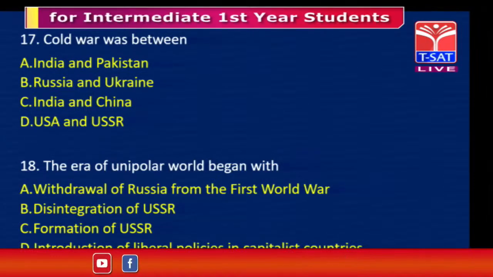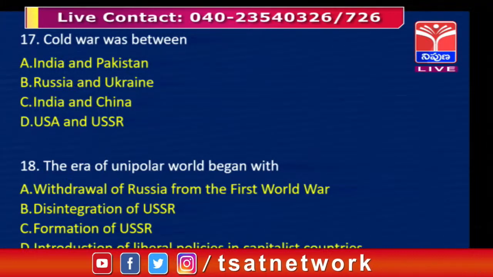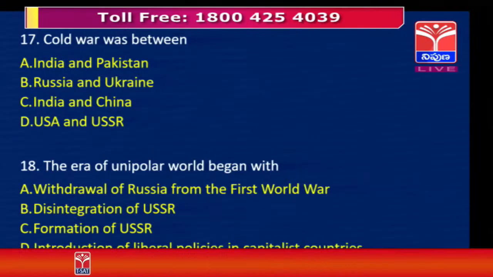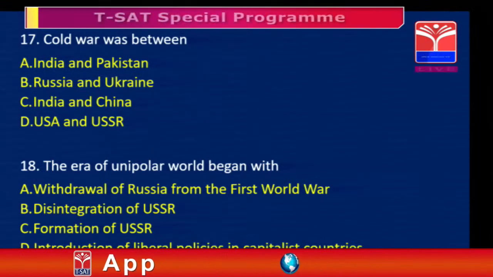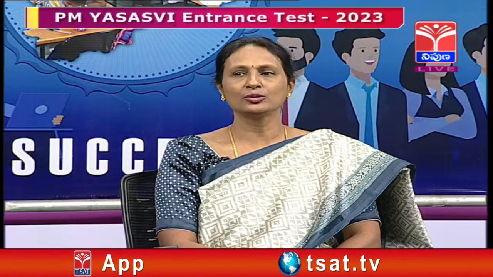So USA followed one ideology, the capitalistic ideology. USSR followed the other ideology, which is a communist ideology. Both the ideologies were contradictory, and each group wanted to be powerful over the other. So that had led to the Cold War. So generally Cold War was between two superpowers. So after the Second World War, USA and USSR became the two superpowers in the world.